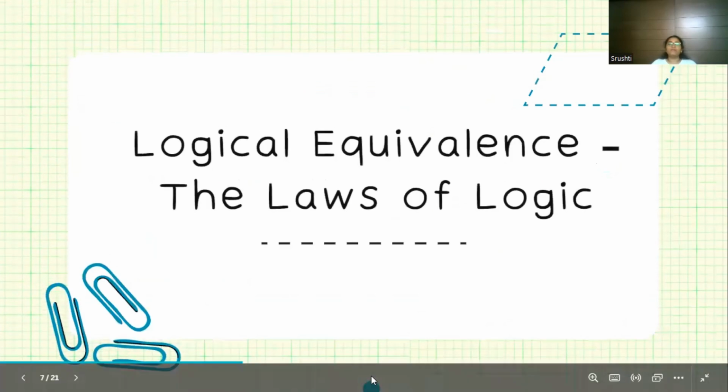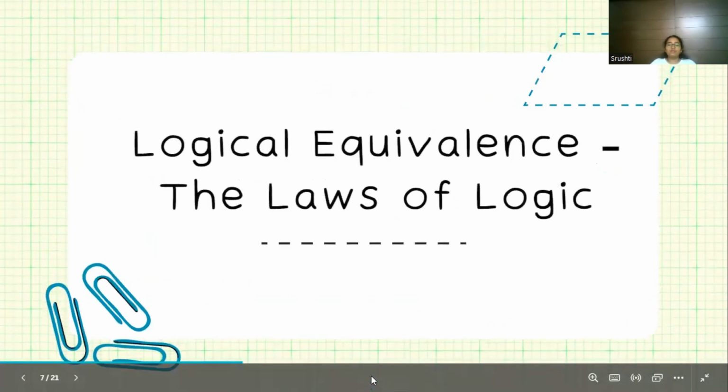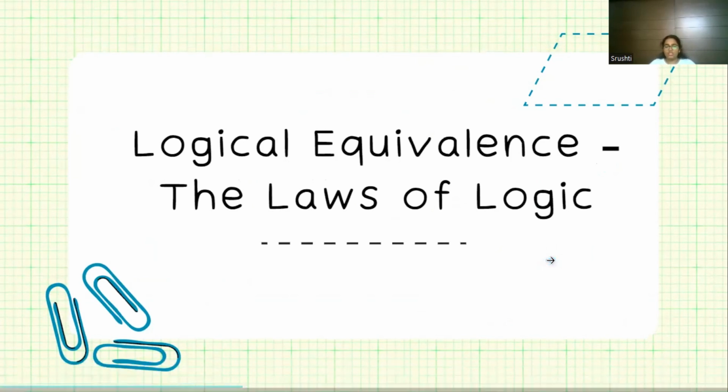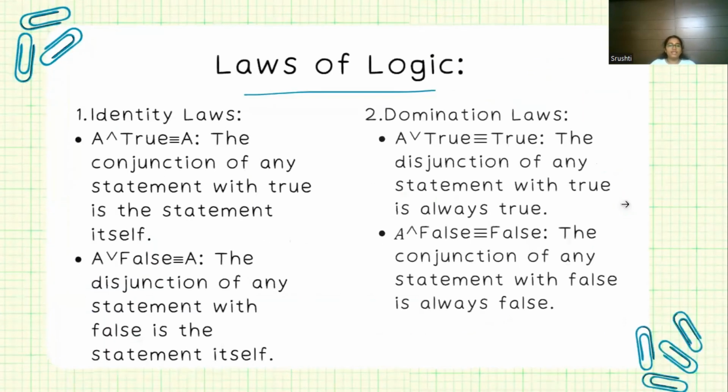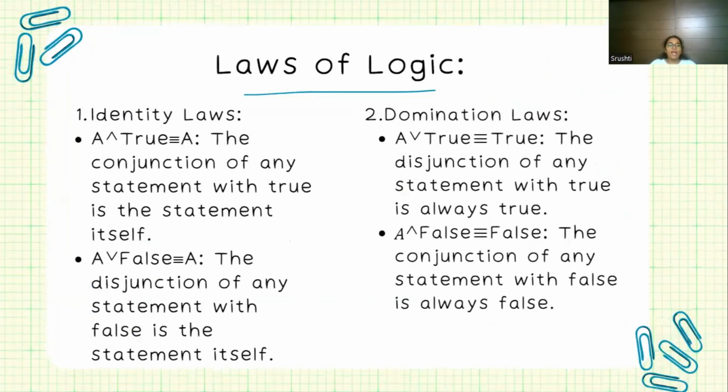Going on to the next topic, logical equivalence, the laws of logic. Here we'll learn a total of 12 laws of logic, but in this video we'll learn only a few of them. The first one being the identity law. A and true equals A. The and statement, or and logical gate, is represented by this symbol and or is represented by this symbol. And is also known as conjunction and or is also known as disjunction.